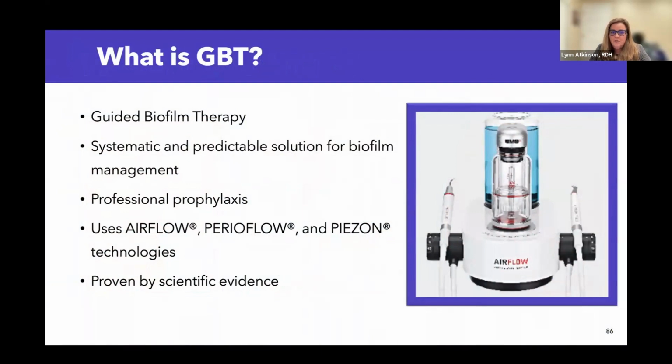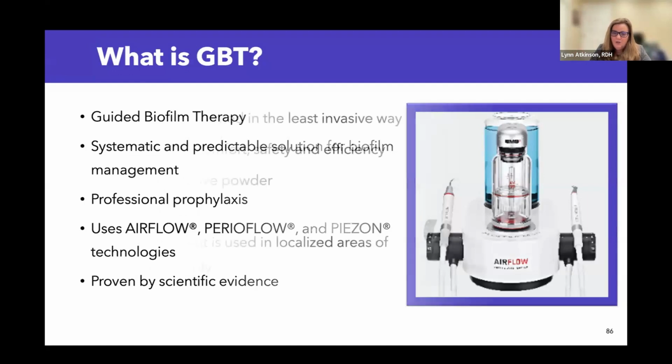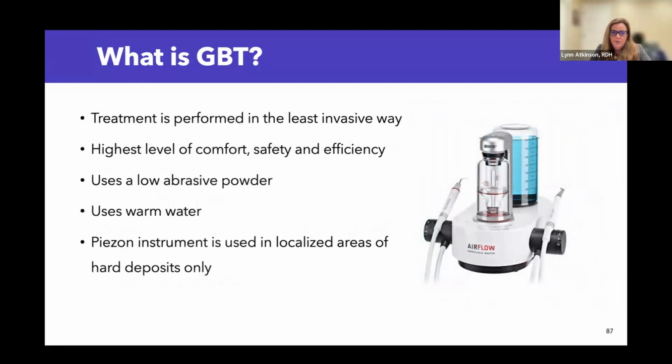What is GBT? It's guided biofilm therapy, and it's a systematic and predictable solution for biofilm management. It's a professional prophylaxis. It's all science-based, and it's using the synergy of AirFlow, PerioFlow, and Piezon technology, all of those together. And the treatment is performed in the least invasive way, which, like I said, with lasers, just goes hand in hand. They're both the least invasive ways, with the highest level of comfort, safety, and efficiency.